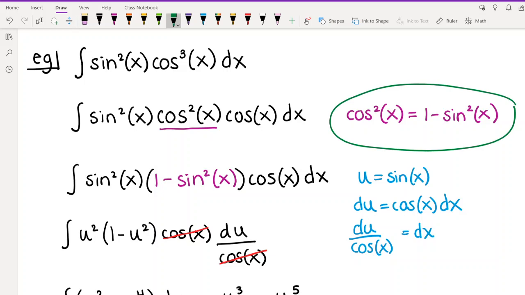So next I just want to look at an example where it's not just going to be a cosine squared, it's going to be a different even power of cosine, but we'll see that we can still use the same approach that we used in this example.